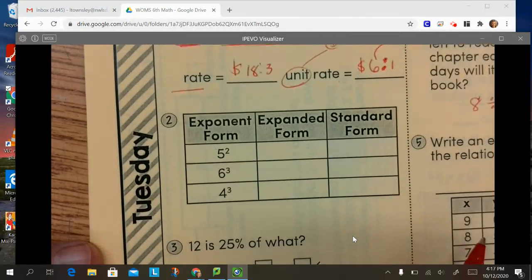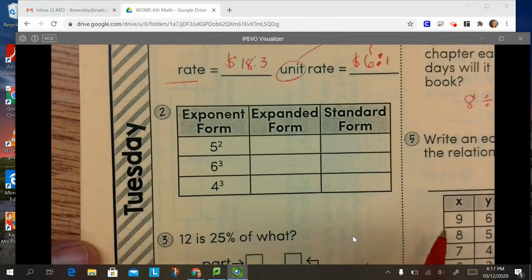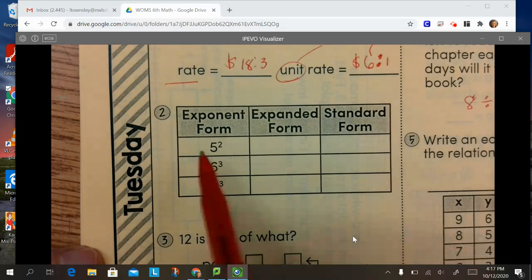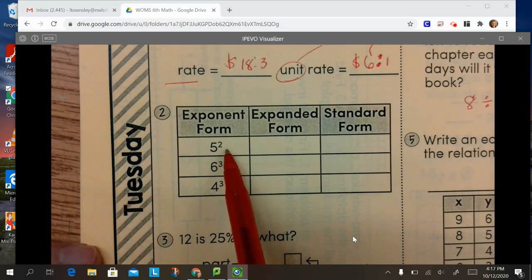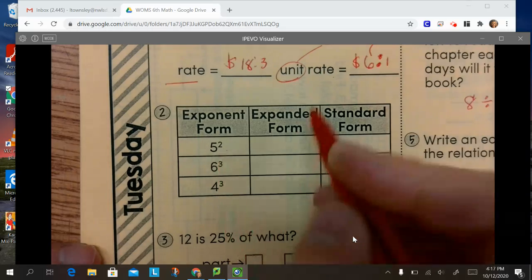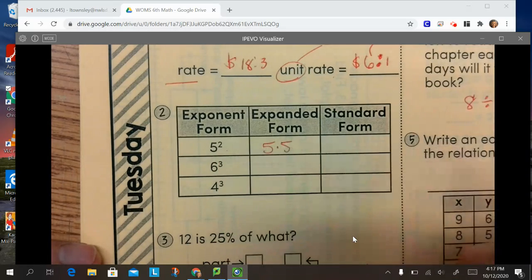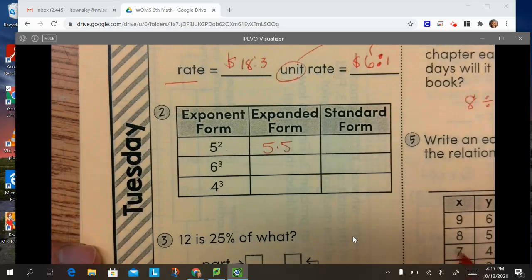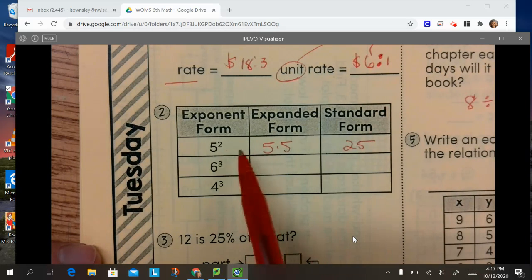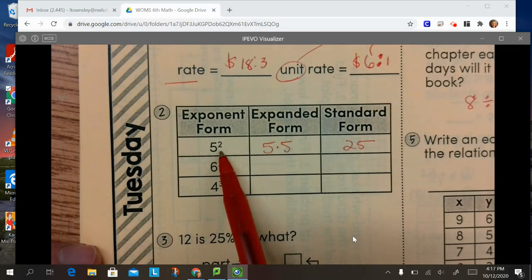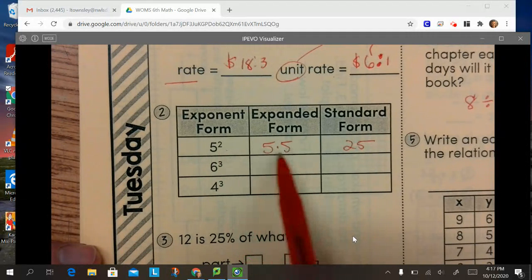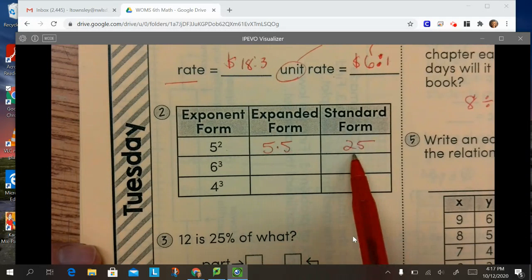All right, good job. The next one is exponent form. In exponent form, it gives you 5 squared, or 5 to the second power. The expanded form stretches it out and shows you it's 5 times 5. The standard form is 25, because it gives you the answer of what this is. So 5 times 5 is 25.